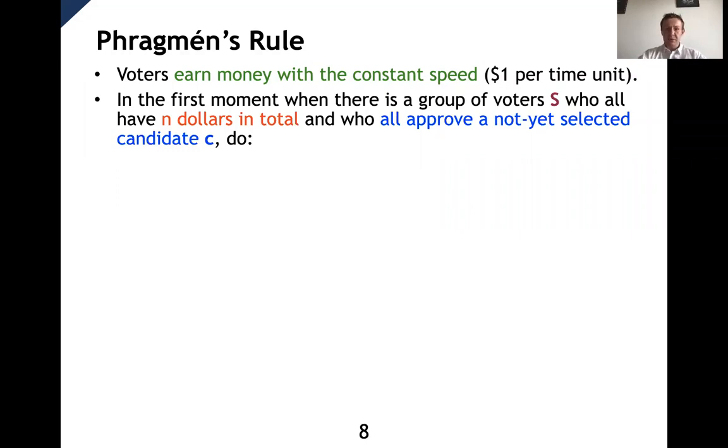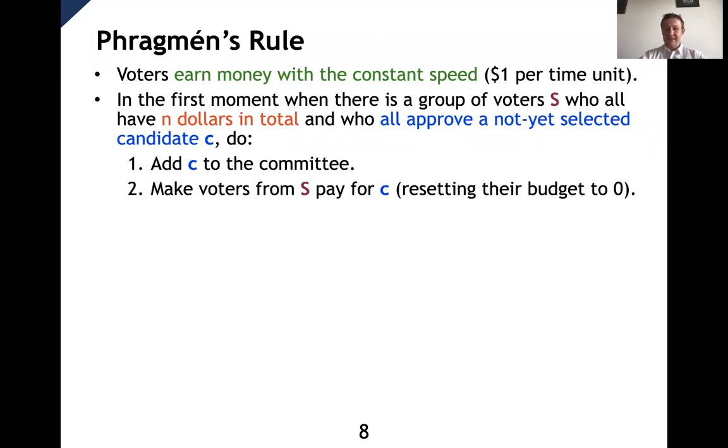Thus, in the first moment when there is a group of voters S who all have n dollars in total and who all approve a not yet selected candidate C, the rule stops and does the following. It adds C to the committee, and it makes voters from S pay for C by resetting their budgets to 0. Clearly, the remaining voters, those who do not approve C, keep their money in their pockets.